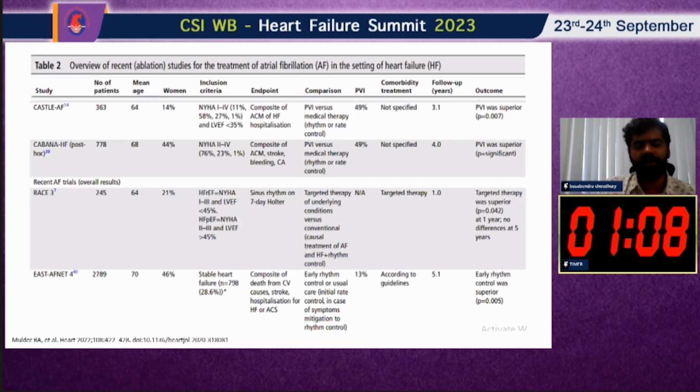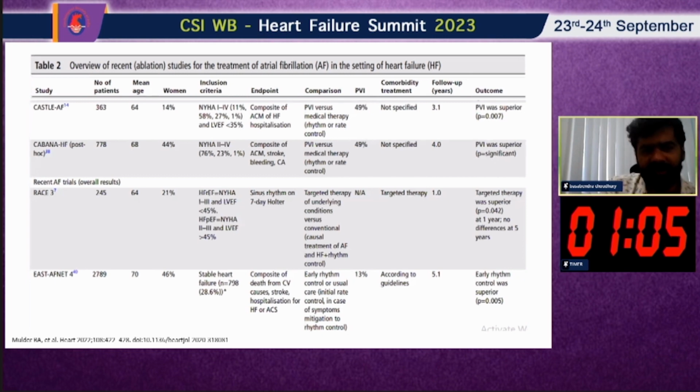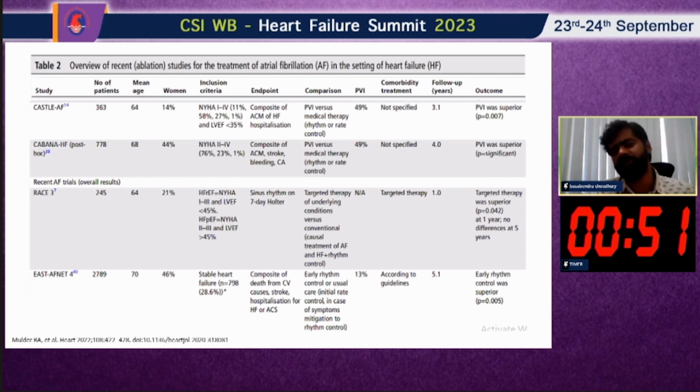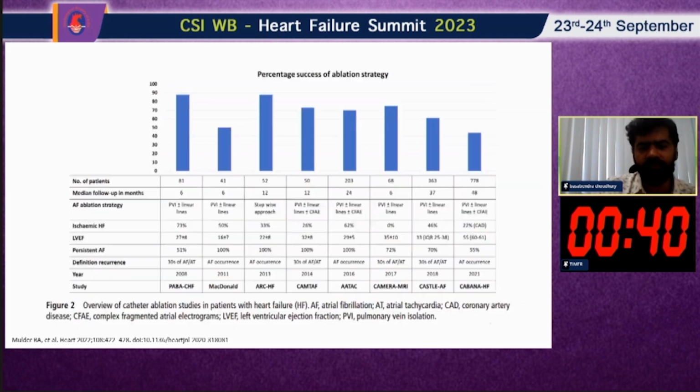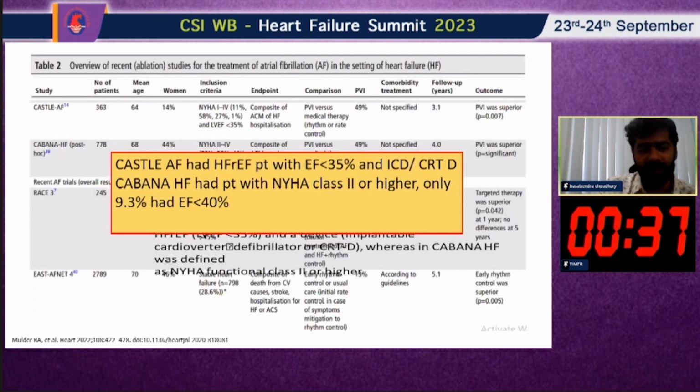Now, if we look at the more recent trials like the CASTLE trial, those were relatively larger trials with over 360 and over 750 patients. In the CASTLE-AF trial with HFrEF patients, EF less than 35, pulmonary vein isolation was superior and the result was significant. However, in CABANA-HF, though PVI was superior, the P value was not significant. It is difficult to compare because CASTLE-AF had mostly HFrEF patients with ICD or CRT. CABANA-HF had a wide spectrum of patients; only 10% had an EF less than 40.